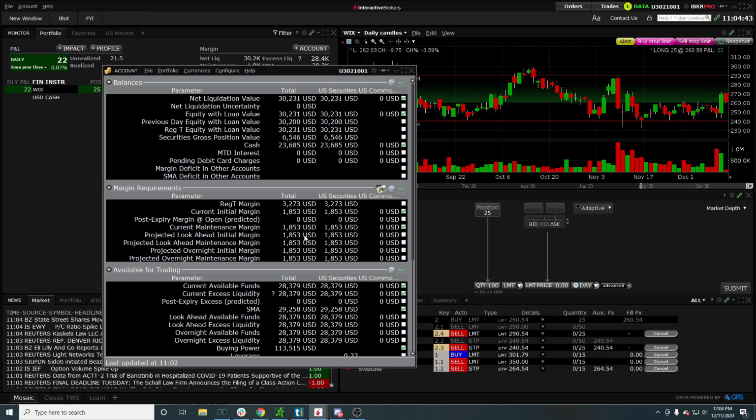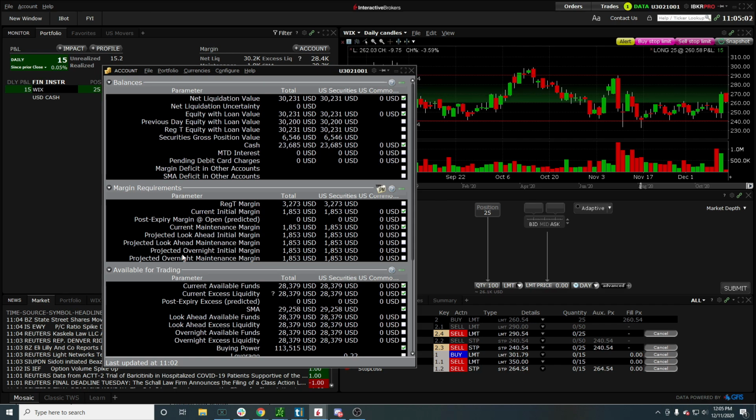Same thing if you're buying more positions, or if you are selling more options. Option sales, especially put sales, there's multiple ways that they calculate how much margin is required. And as the put sale goes against you, this amount is going to go up and up.